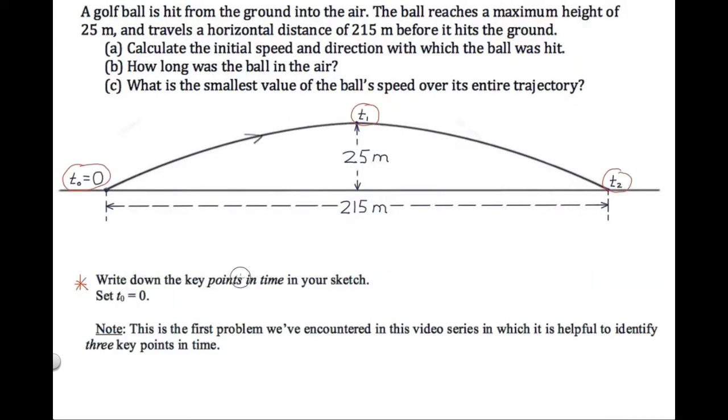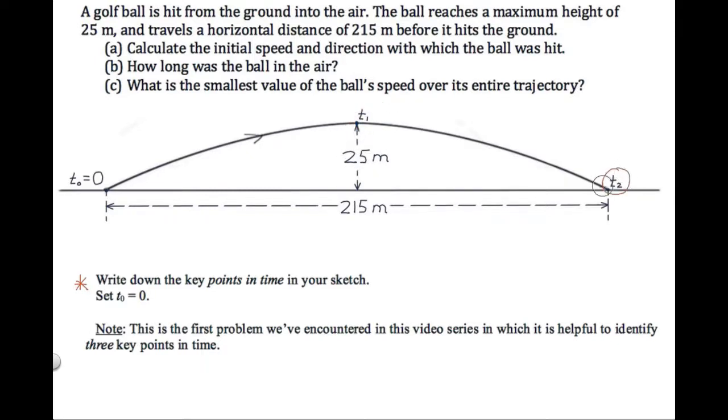Write down the key points in time in your sketch. Let's call the instant when the golf ball is hit t sub 0. T sub 0 is the instant when the golf ball begins to undergo projectile motion. Let's call the instant when the ball reaches the peak of its trajectory t sub 1. T sub 1 is a key point in time for this problem because the problem tells us the ball's height at that point in time.